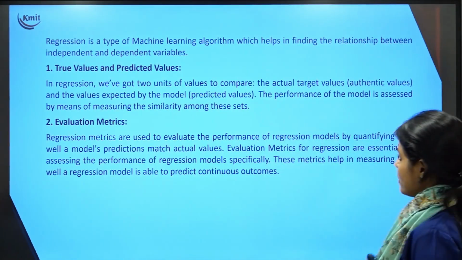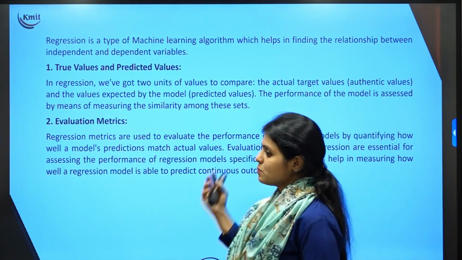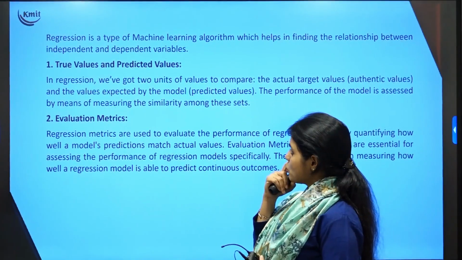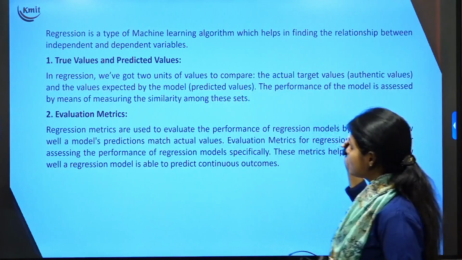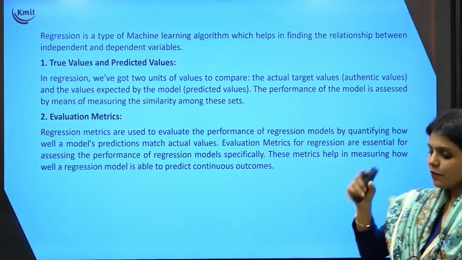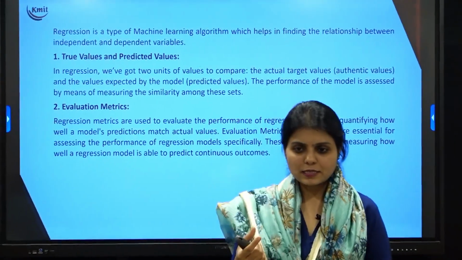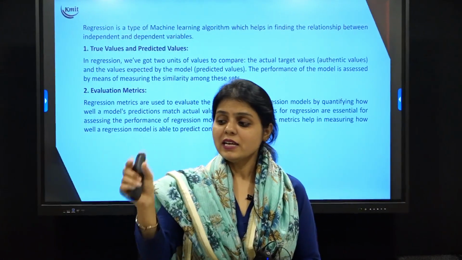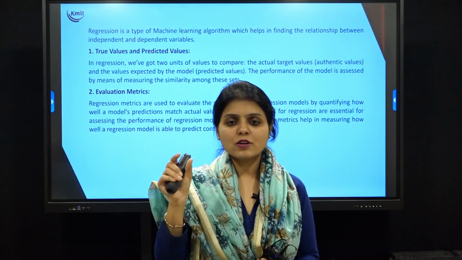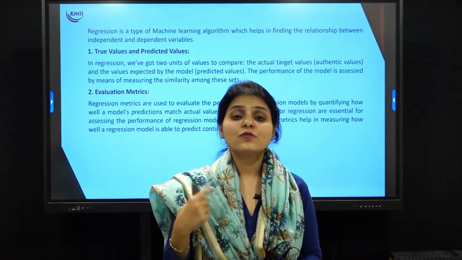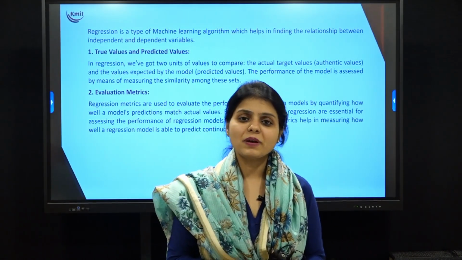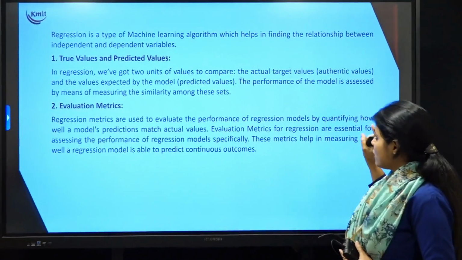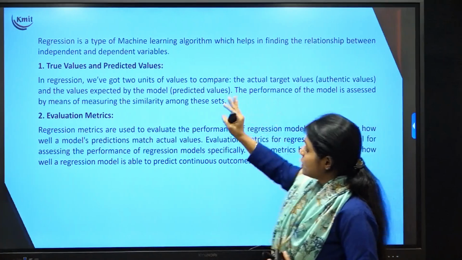Before we step into the types of regression metrics, I would like to focus on two important terminologies. We have been talking about true values and predicted values every now and then. If you work on a data set, you have x input and y output variables. The values which are actually given are called actual values, and the values which the machine predicts are called the predicted values. The performance of the model is basically assessed based on these two.